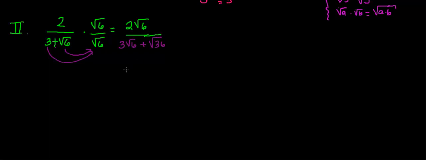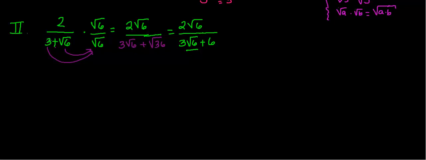Okay? And if I simplify this, I get 2 square root of 6 in the numerator, and in the denominator I get 3 square roots of 6 plus 6. And this would be your final answer. And notice what happens in the denominator. Since these two terms are not like terms, I cannot add them. And also notice I still have a radical in the denominator. So doing this trick here does not help me at all rationalize the denominator. So this isn't going to work for this.